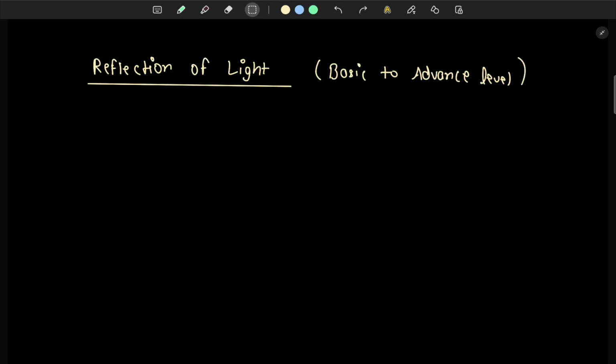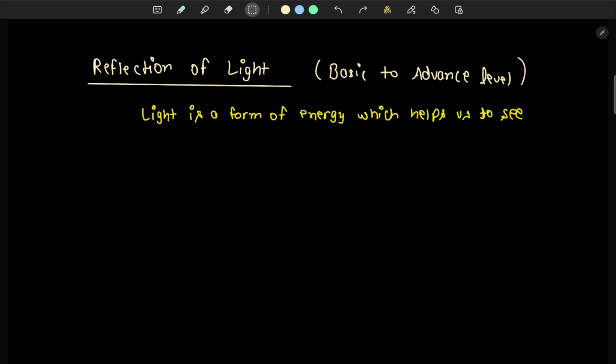We are going to start our chapter reflection of light, and we are going to go from basic to advanced level. Okay, so let's start. Now, light is a form of energy which helps us to see. So we are studying reflection of light. So what is light? Light is a form of energy, and it helps us to see. Without light we cannot see objects.